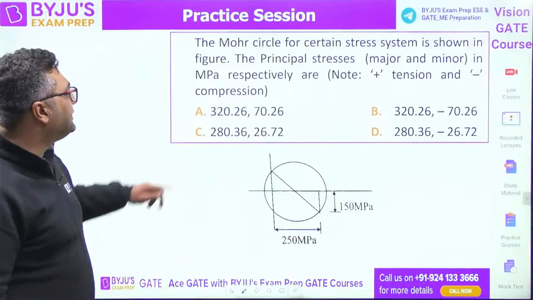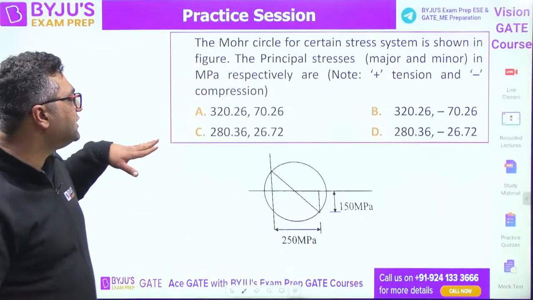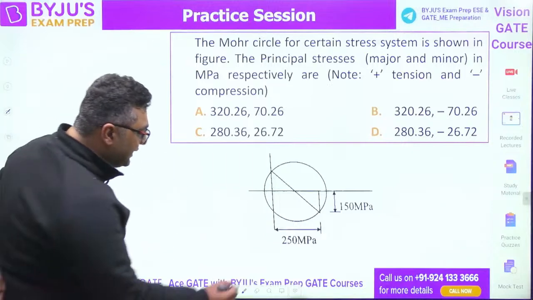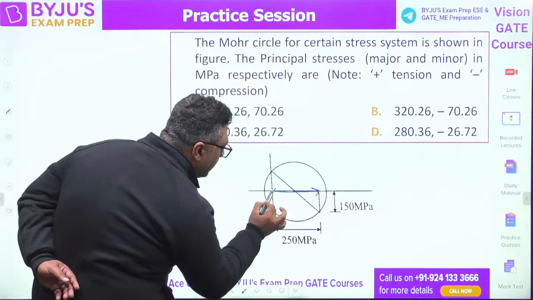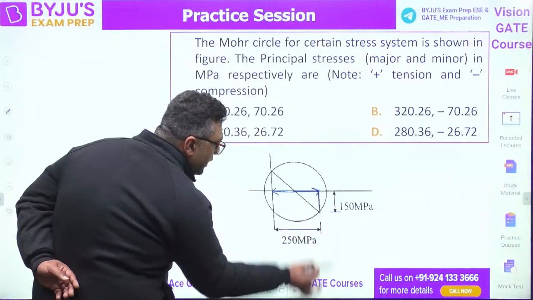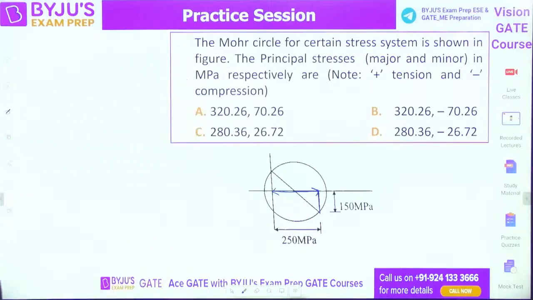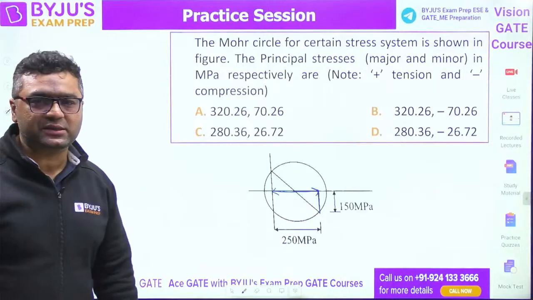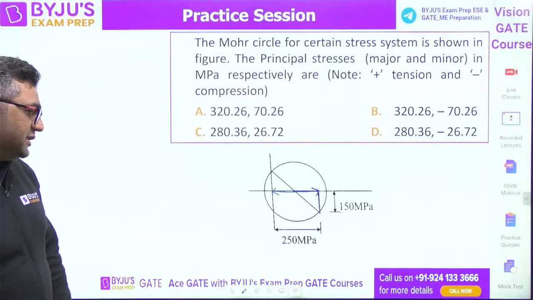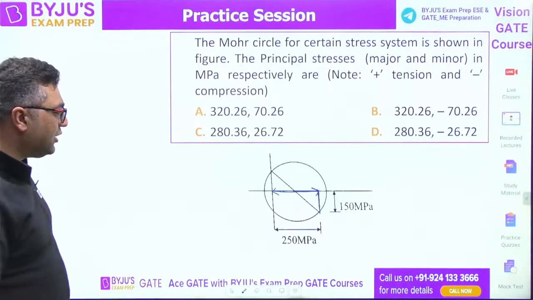Here you can see the Mohr circle for a certain state of stress. This thing is given as 250. Look at it, this thing is 250, and this thing is 150. You need to find the principal stresses. So guys, just try to solve.